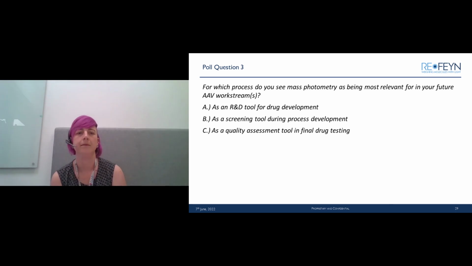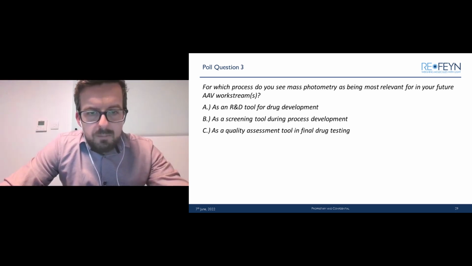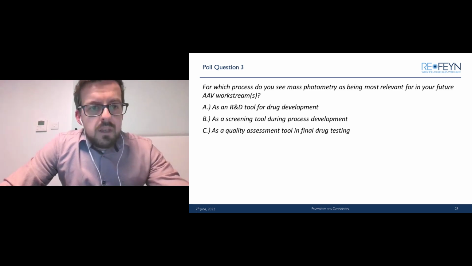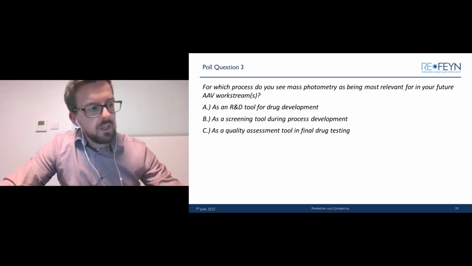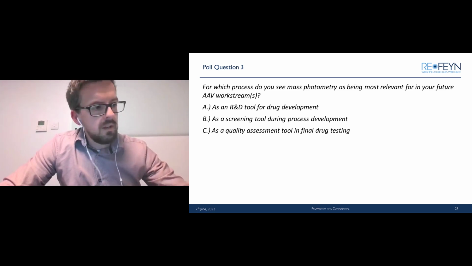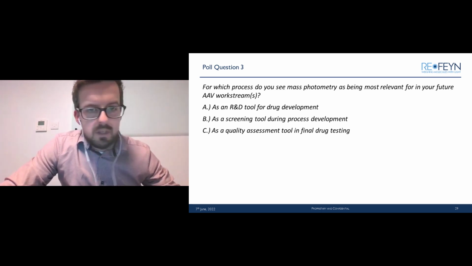Thanks, Kirsty. So the final poll question 3: for which process do you see mass photometry as being most relevant for in your future AAV workstream or workstreams? A, as an R&D tool for drug development, B, as a screening tool during process development, or C, as a quality assessment tool in final drug testing. So you can select your answer, and I'll give you a few seconds, and then I'll hand you back to Leah for running through the Q&A session.